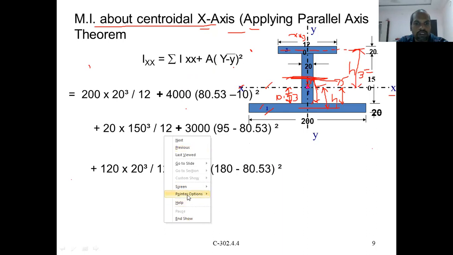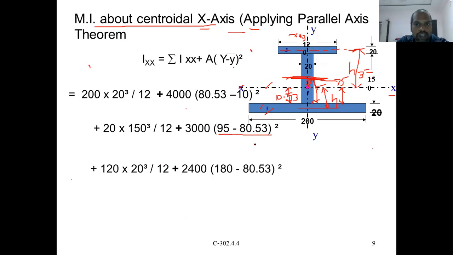Don't get confused about who is wrong. Both are correct. Instead of this one, what we have written is 75 minus 60.53. Here it is 20 less. That 20 is nothing but this one. If you calculate this one and this one, both give the same. I have explained this while explaining. I have taken it from here, whereas in this case it is taken from here. That is the only difference.